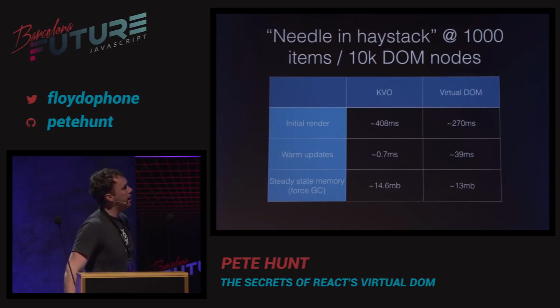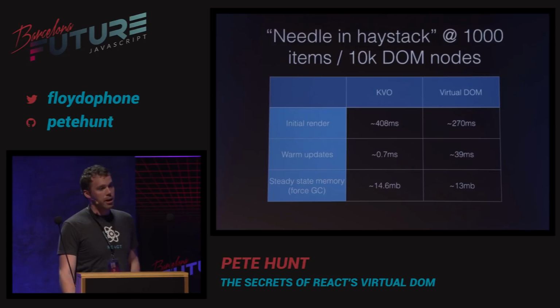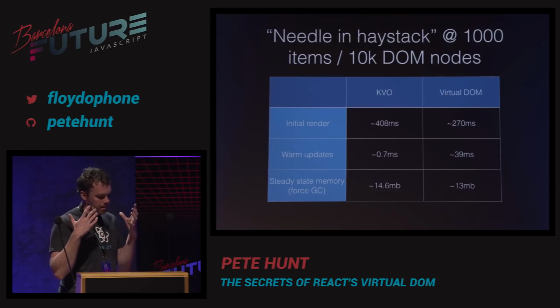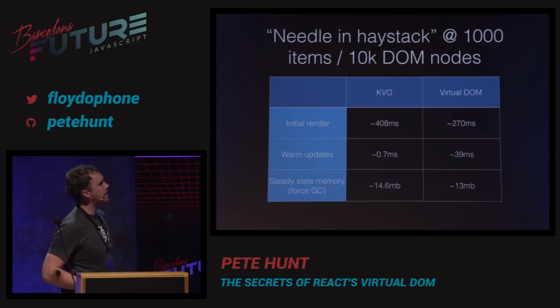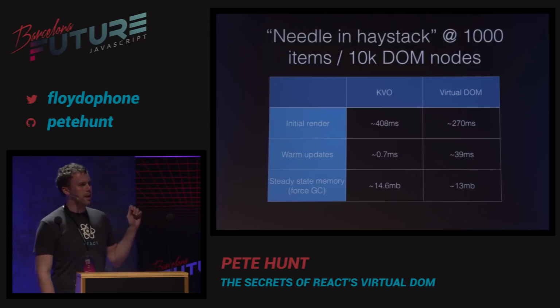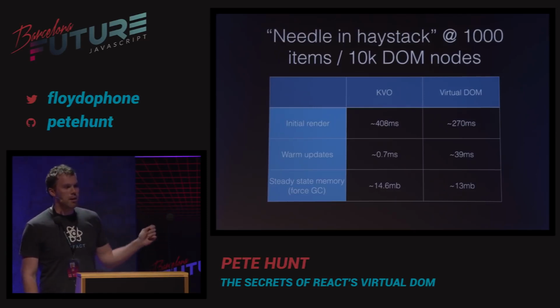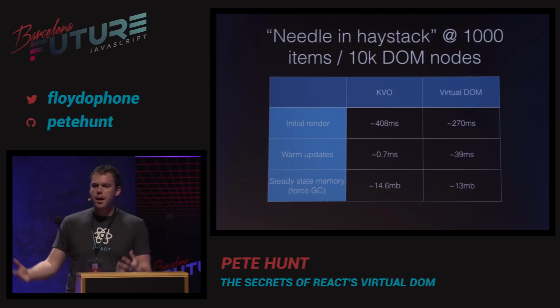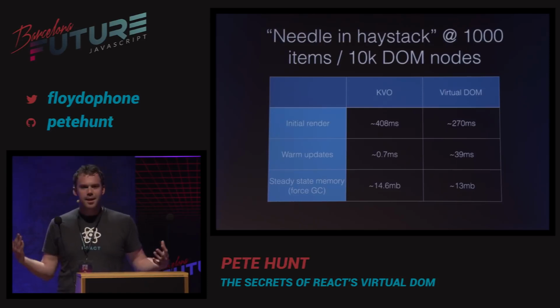So you'll see here that the virtual DOM actually does OK in terms of initial render and steady-state memory. But just as you would kind of intuit, the warm update is pretty slow relative to KVO. And this isn't just like, you know, textbook slow. This is way bigger than a frame. So it's actually noticeable by the user. So if we were using a data binding system and we had a performance problem, what would you guys do? Anybody?